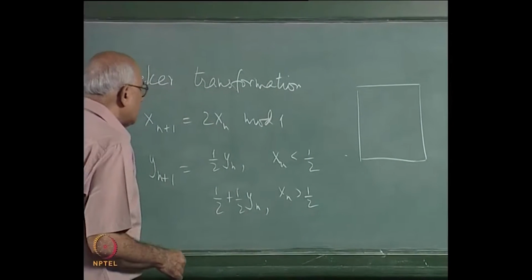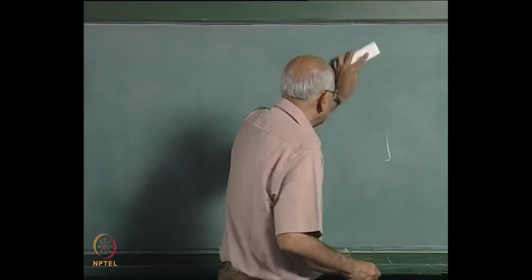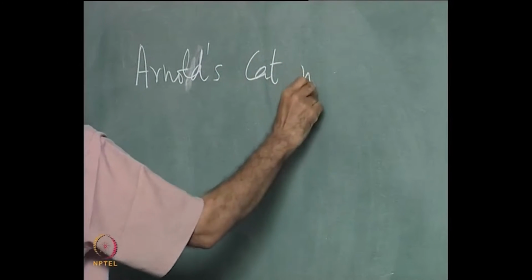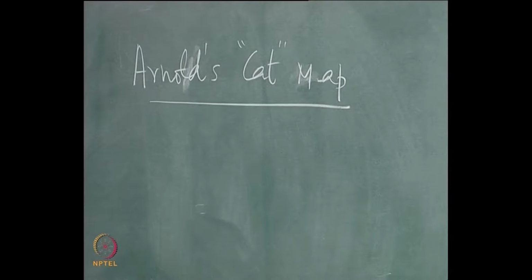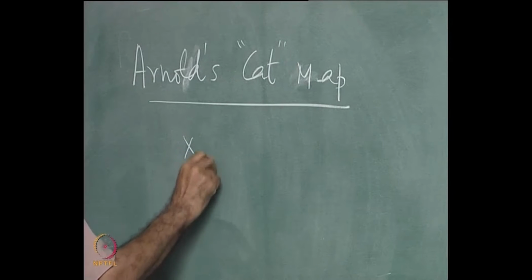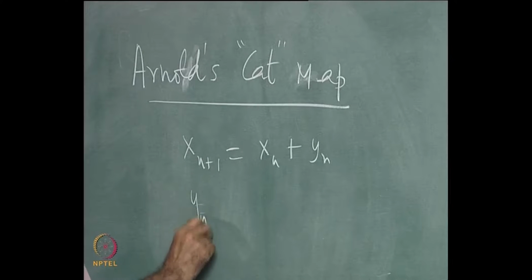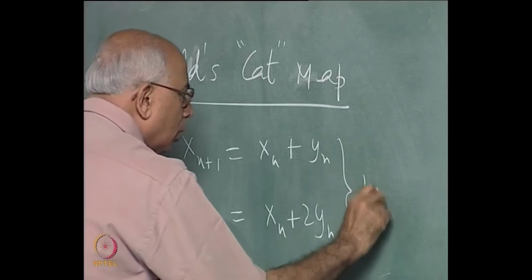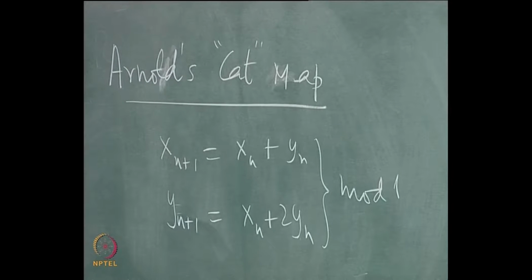Now the other famous map which does that is called the Arnold cat map, and it has got a fancier, more rigorous name, but let me just call it Arnold's cat map. And the map is as follows: xn+1 is equal to xn plus yn and yn+1 is equal to xn plus twice yn, and both are modulo 1. Okay. Now let us see what this map does.